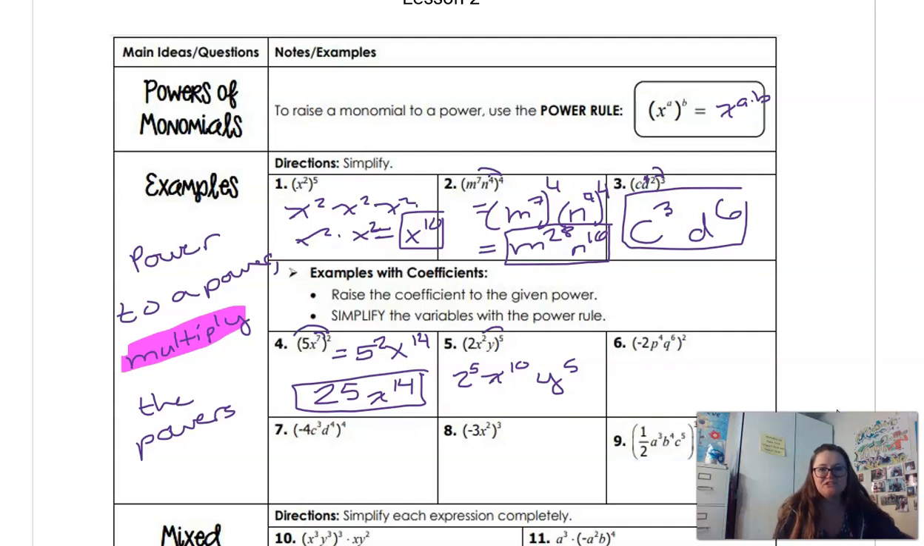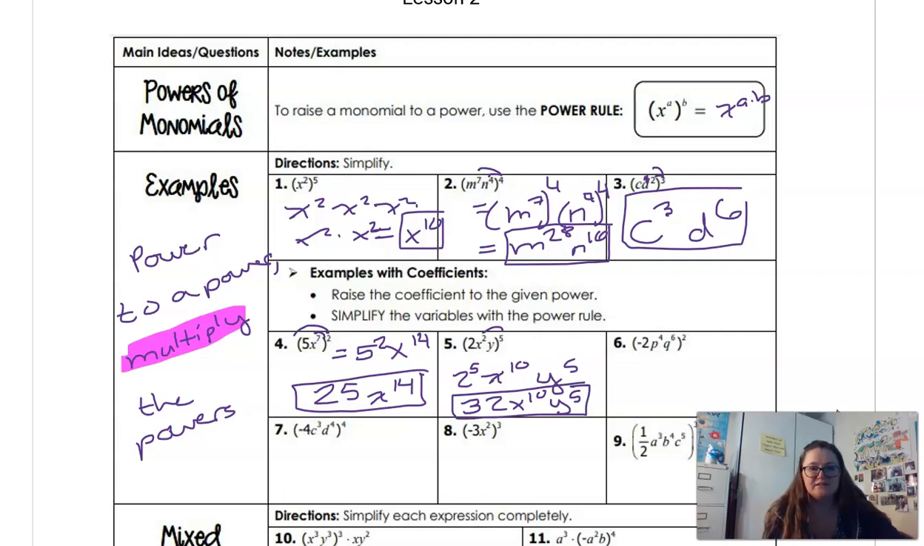The big thing to pay attention to here is that when you have the coefficient, you're not using the power to a power rule, because that's not a power, that's a number. You have to actually do 2 to the 5th power, which is 2 times 2 times 2 times 2 times 2, which is 32. So you have 32 x to the 10th power, y to the 5th power is going to be your final answer on that one.